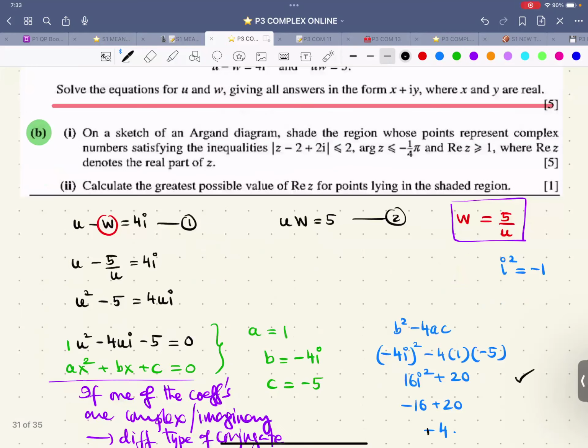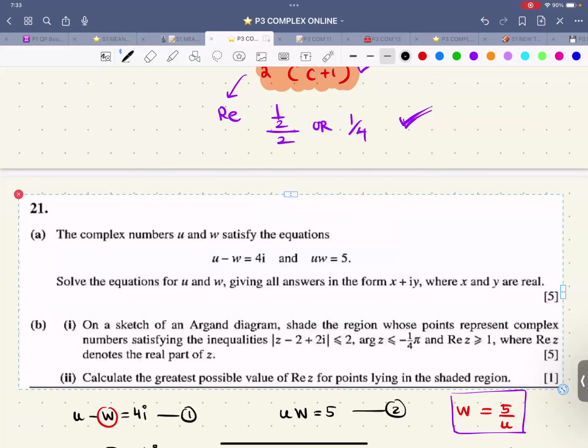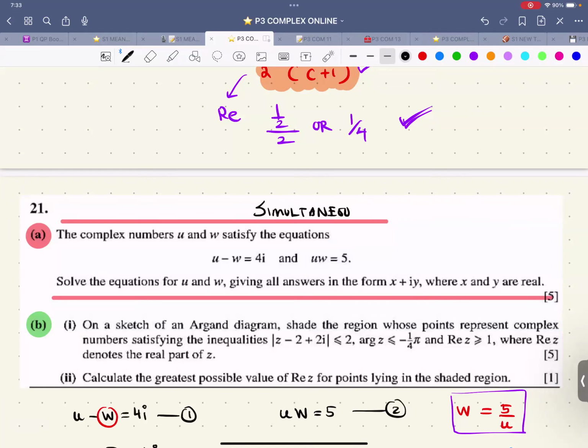So technically, it is a simultaneous equation that we have solved, a simultaneous equation related to complex numbers. So that is the first part. Now let me write over here.